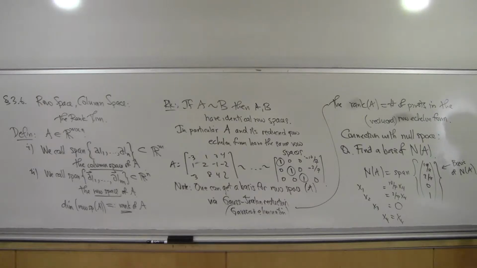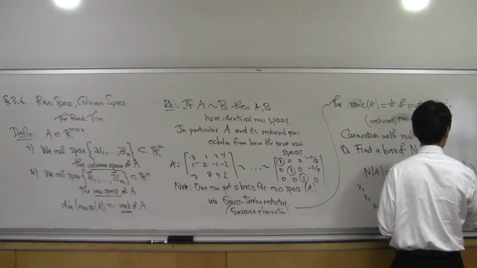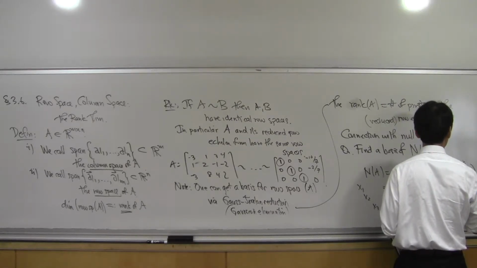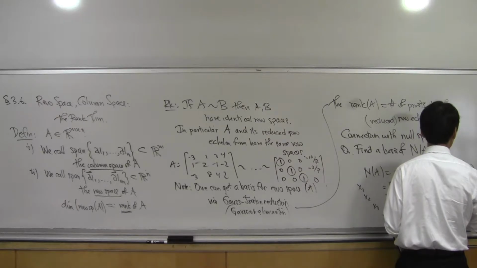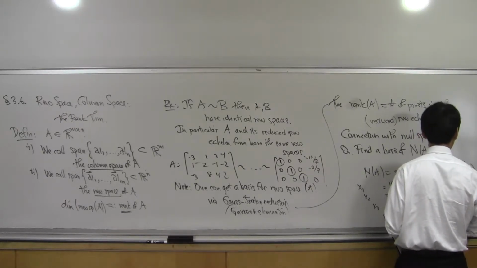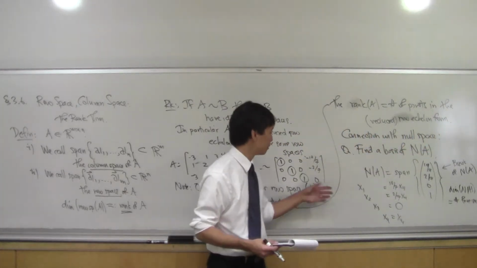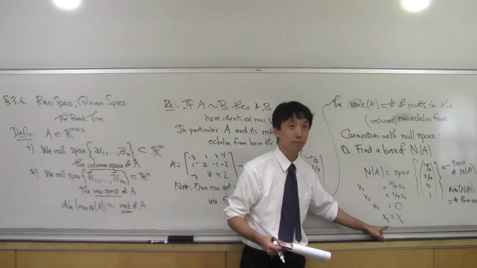This you've seen before, right? And you see that the dimension of the null space equals the number of free variables. There's one free variable.